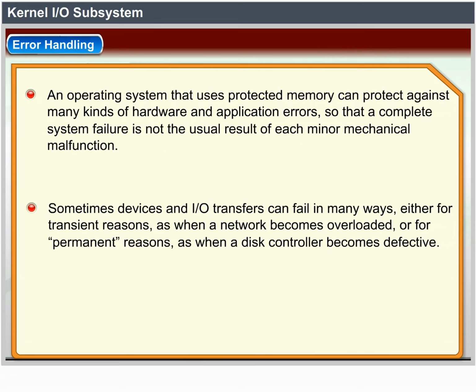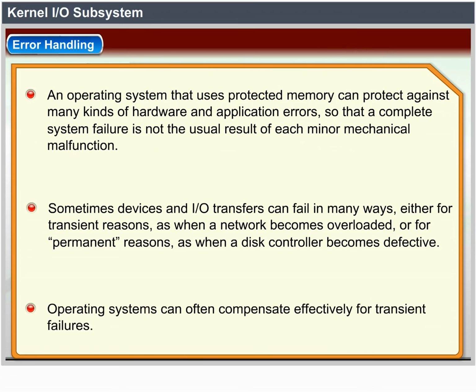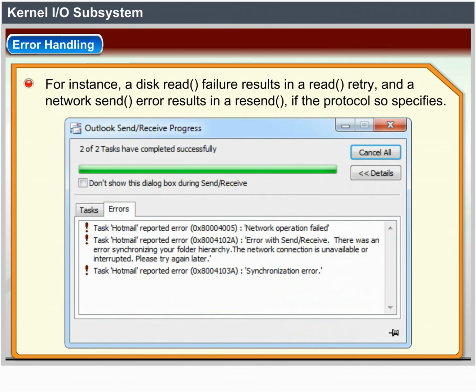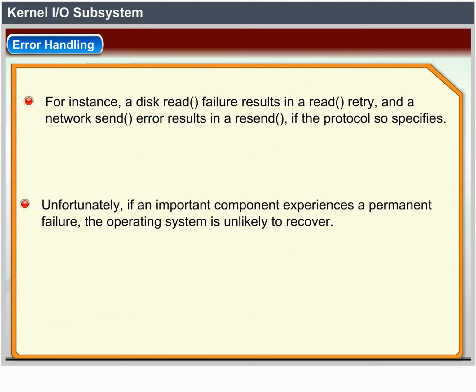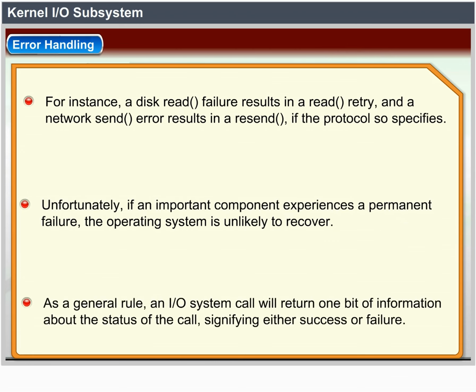For instance, a disk read failure results in a read retry, and a network send error results in a resend if the protocol so specifies. Unfortunately, if an important component experiences a permanent failure, the operating system is unlikely to recover. As a general rule, an input-output system call will return one bit of information about the status of the call, signifying either success or failure.